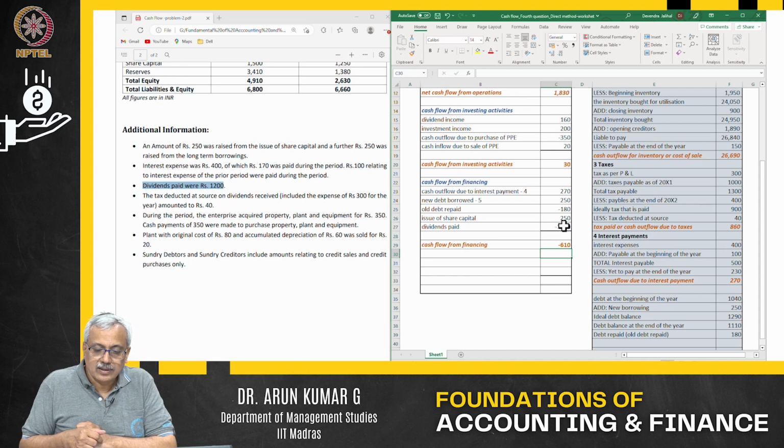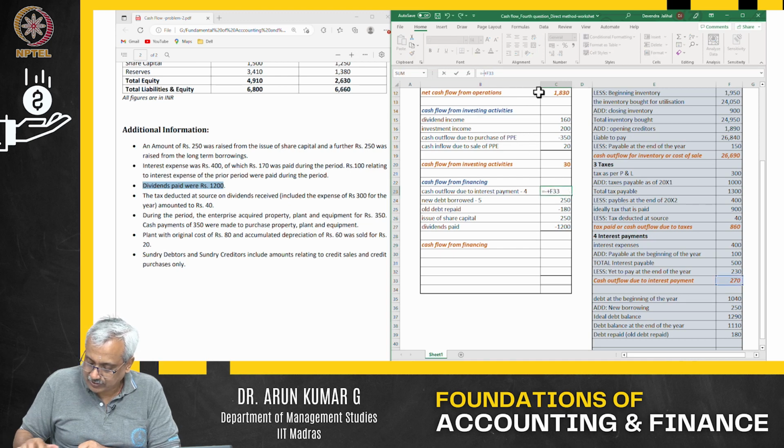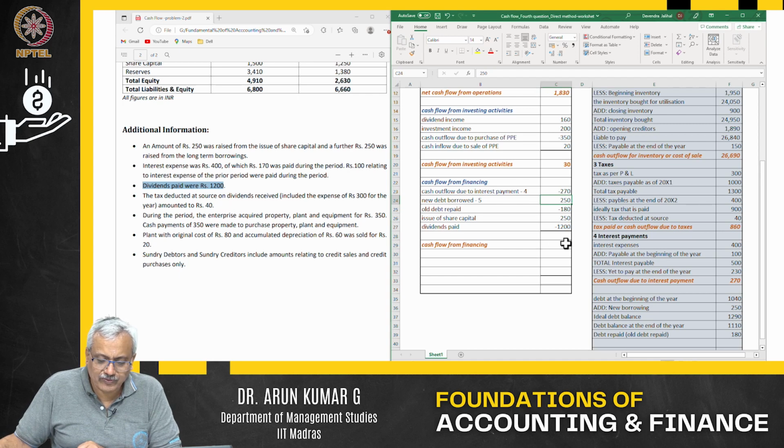First item. Oh yeah, this dividends paid is $400. Am I okay with everything? Let's see. Oh, the cash outflow due to interest payment should be negative. There should not be a positive sign, there should be a negative sign there. I missed that. Yeah.